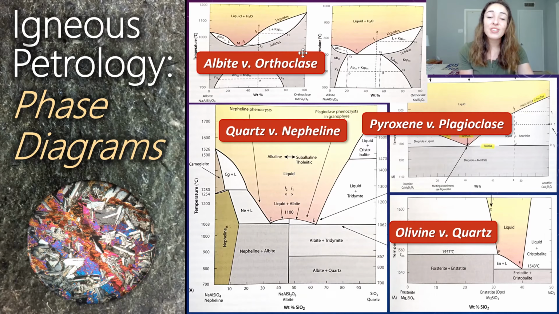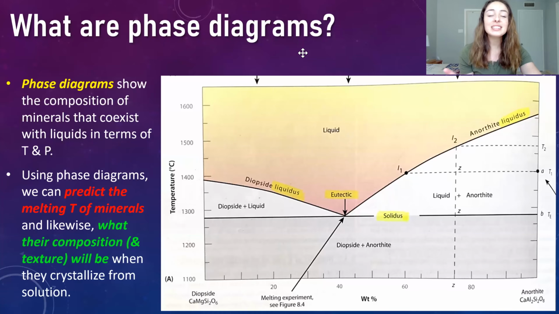Hey guys, today is the day we're talking about phase diagrams and their applications to igneous petrology. So first, let me just talk about what phase diagrams are. In igneous petrology, phase diagrams show the composition of minerals that coexist with liquids in terms of temperature and pressure. Using phase diagrams, we can predict the temperature at which minerals will melt or melts will crystallize.